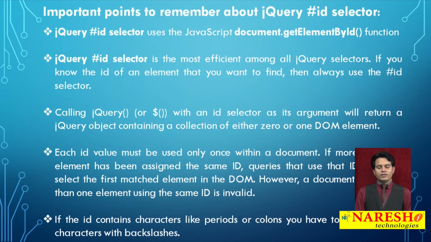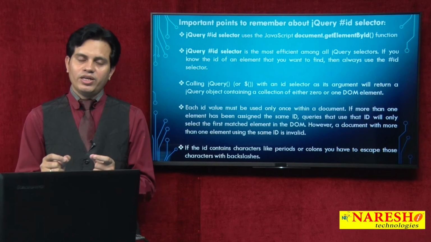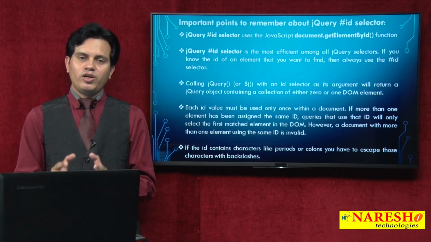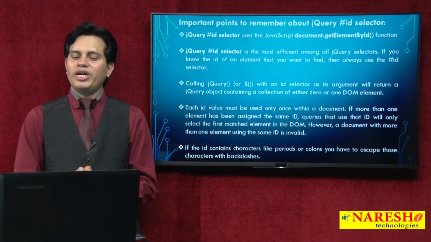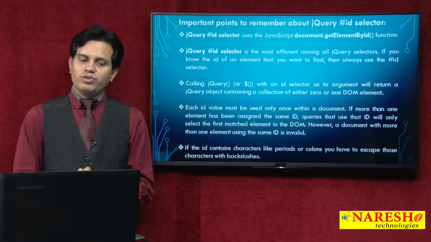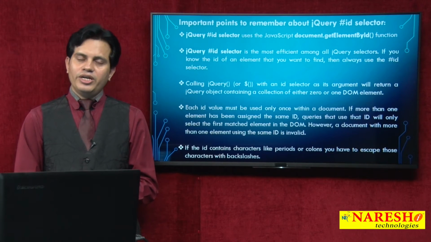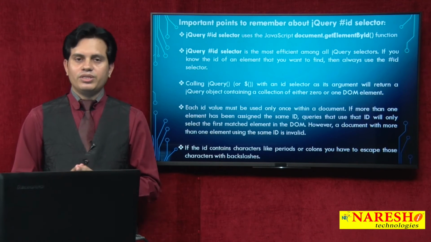The jQuery ID selector is the most efficient among all jQuery selectors, if you know the ID of the element that you want to find. So if you already know which element you want to find by its ID, then the best option is always to go with the ID selector. Then always use the ID selector, and it is going to find only one element.